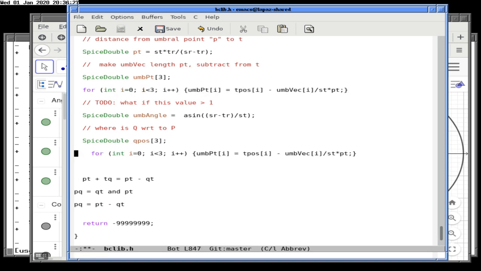So umbral point. In this case, we're computing Q pause of I. So this here is PT, right? It's the umbral vector, component of PT, divided by ST, multiplied by PT, so it's the correct vector. And we want to say minus QT. QT, of course, is in our system T pause. And I think that should be correct.